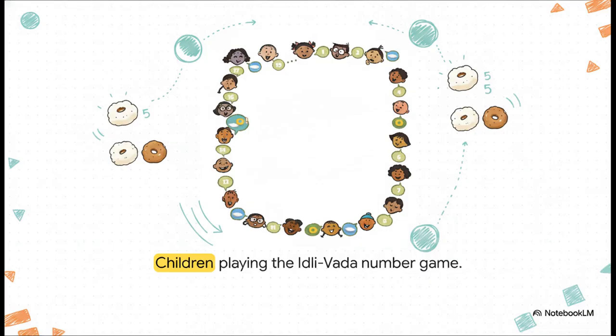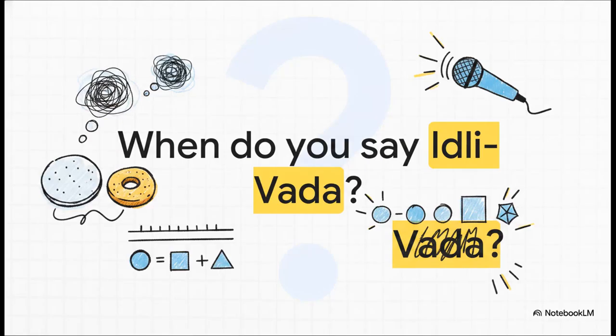Picture a bunch of kids sitting in a circle playing a counting game. One child says 1, the next says 2, and so on. Pretty simple, right? But there's the catch. When it's the turn of 3, or literally any multiple of 3, that player has to say the word idli instead of the number. And when it's the turn of 5, or any multiple of 5, they have to say vada. It creates this rhythm, a mathematical pulse happening right there in the circle. If you mess up, you're out.